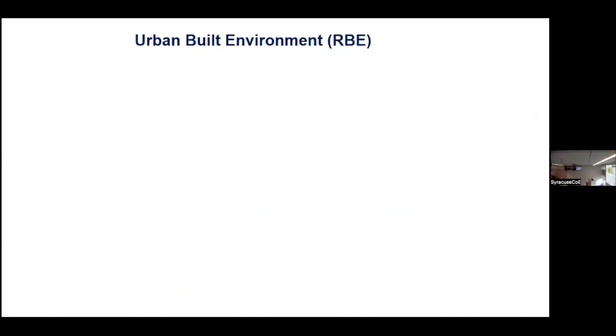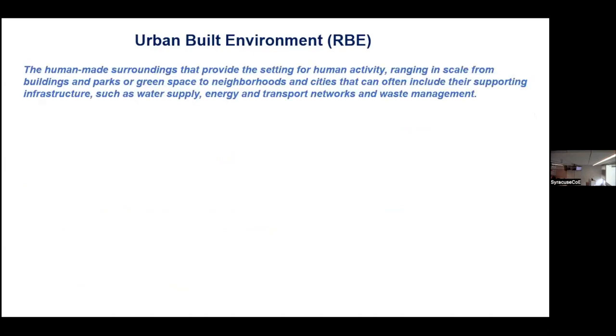Okay, now let's go to the next topic, the urban built environment. What is the urban built environment? I think many of you know this. It's the human-made surroundings that provide the settings for human activity. It can range from buildings, parks, and green space to neighborhoods and cities, and can often include their supporting infrastructure.